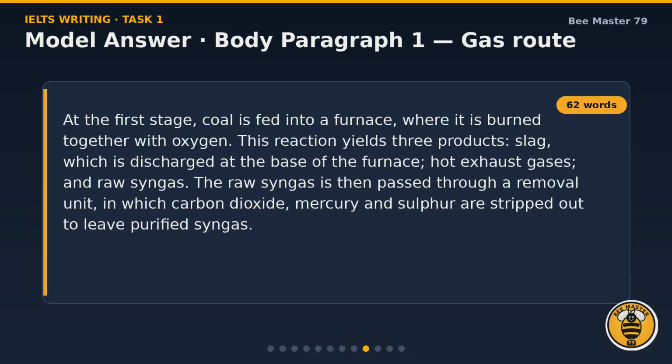Body 1. At the first stage, coal is fed into a furnace, where it is burned together with oxygen. This reaction yields three products: slag, which is discharged at the base of the furnace, hot exhaust gases, and raw cinders. The raw cinders is then passed through a removal unit in which carbon dioxide, mercury, and sulfur are stripped out to leave purified cinders.